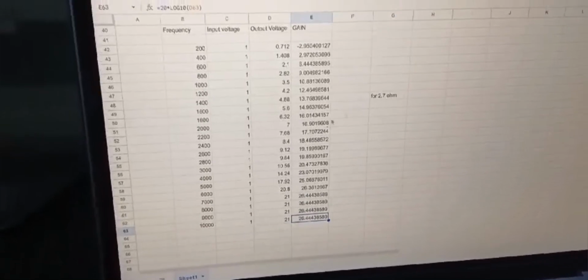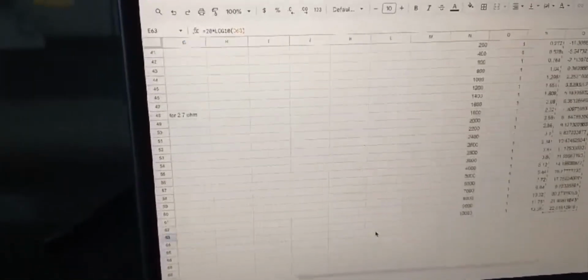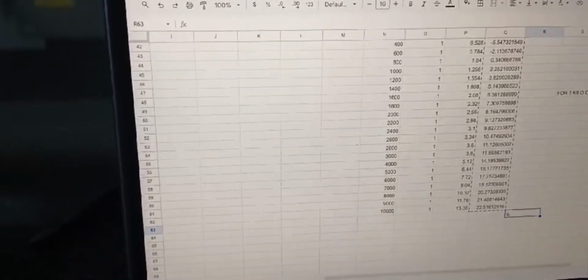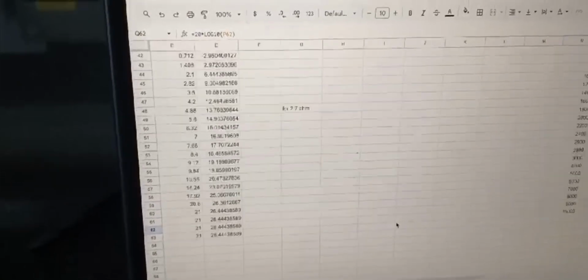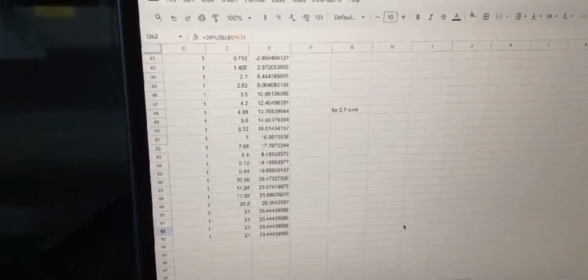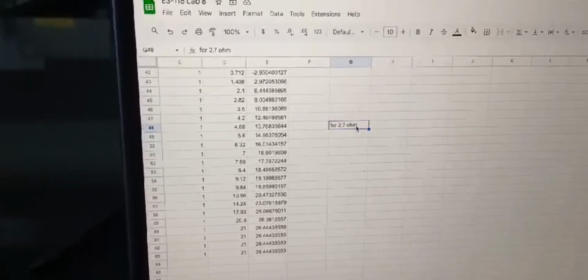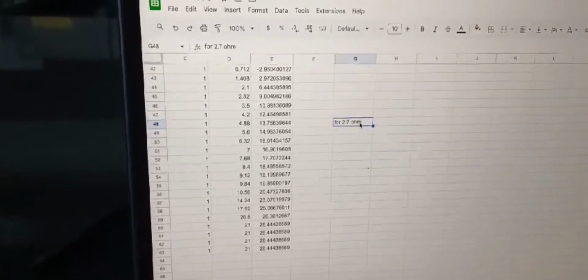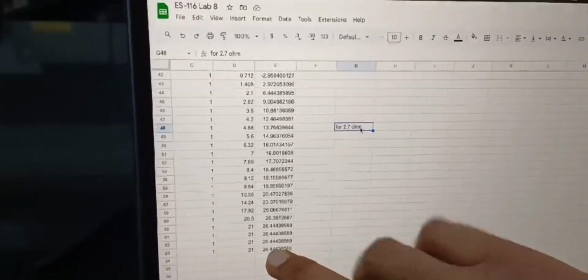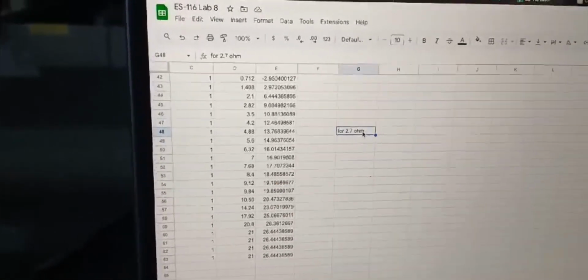Now as you saw, the gain for 2.7 kilo ohm at 10,000 was 26.44, but for the 1 kilo ohm it was 22.51. This is because, as explained before, the gain is proportional to resistance. So we increased the resistance from 1 kilo ohm to 2.7 kilo ohm, and we got an increase of almost 4.